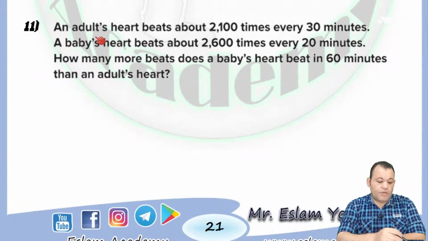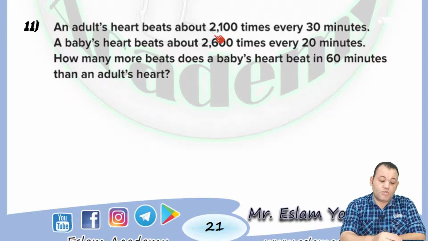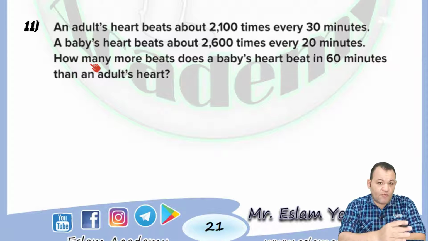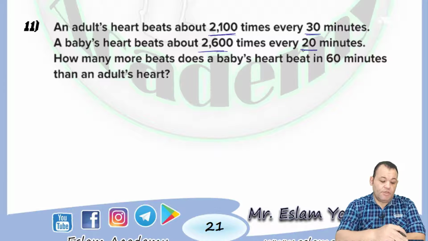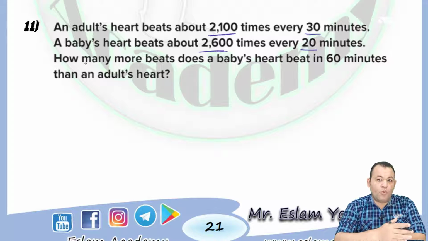In question number 11, we are talking about the adult heartbeats, which is 2,100 times every 30 minutes. The number of beats for the adult will be 2,100 for each 30 minutes. But for the baby, it will be 2,600 for each 20 minutes. We need to know how many more beats the baby has than the adult in 60 minutes. So number 1, we need to find how many beats for the adult for 60 minutes and how many for the baby for 60 minutes, and we need to find the difference between them.